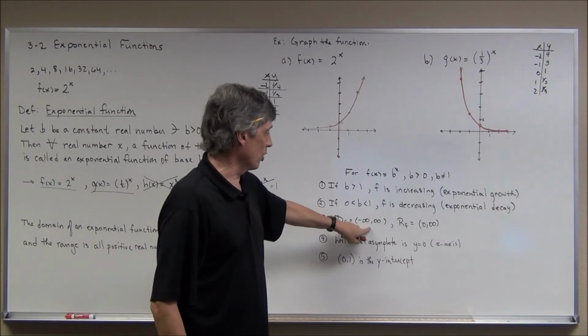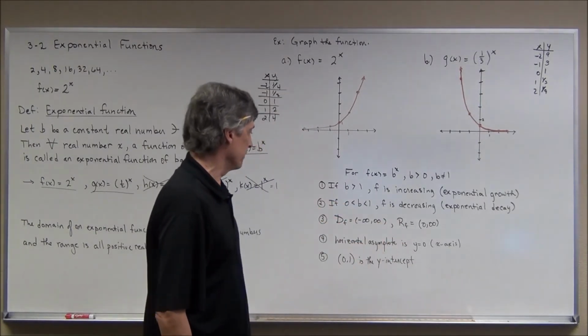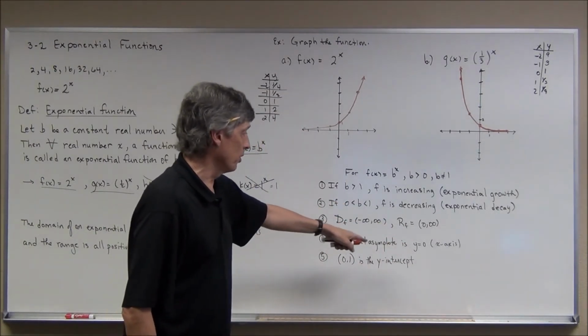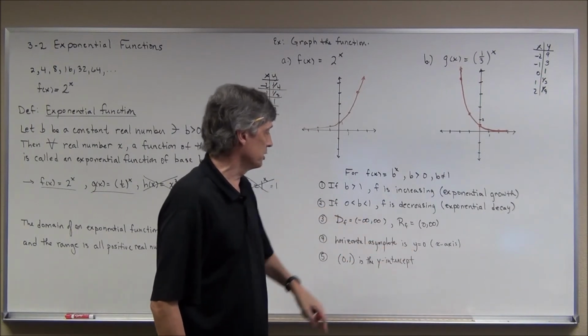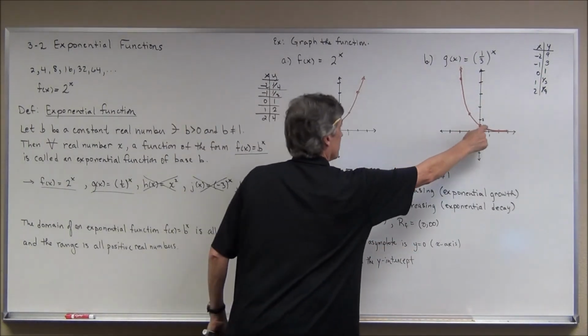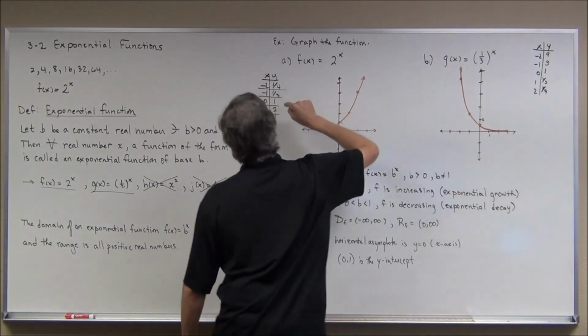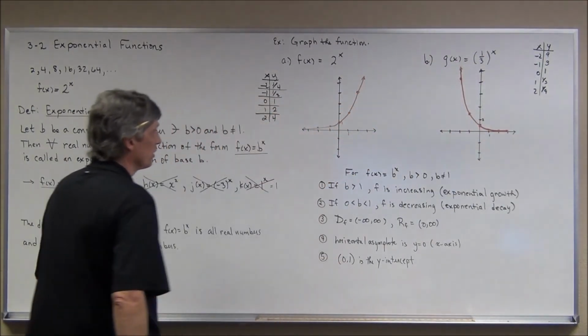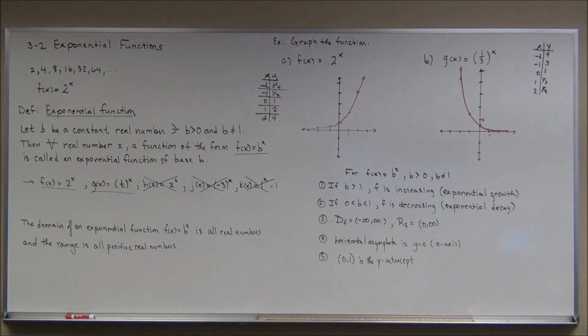The domains are all real numbers, the range are all positive numbers. The horizontal asymptote is y equals 0, which of course is the x-axis. And 0, 1, notice here and here, 0, 1 and 0, 1 turns out to be the y-intercept of these graphs. Now, what we're going to do next is we're going to do some transformations to these basic graphs so that we can look at other types of exponential functions.